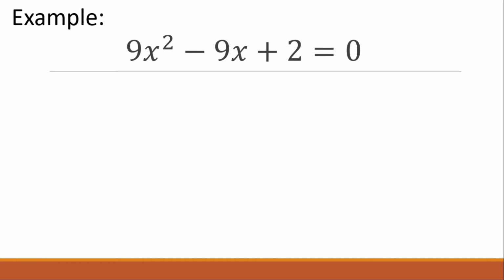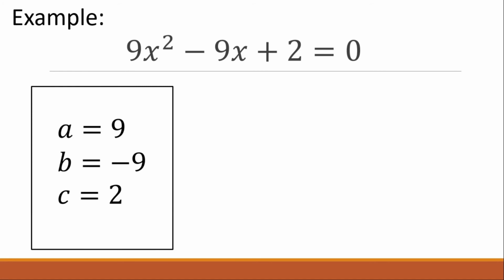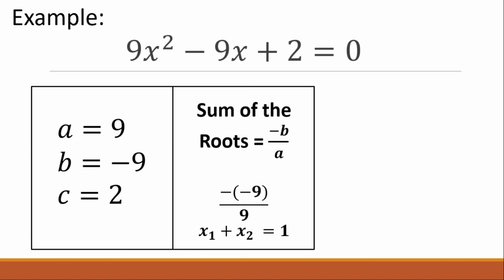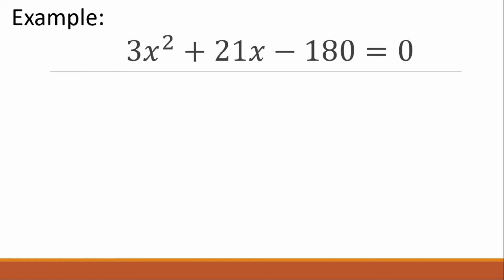Another example, we have 9x squared minus 9x plus 2 is equal to 0. Get the a, b, and c. So, we will have 9, negative 9, and positive 2. Substitute na natin yan sa ating formula na negative b over a. Kaya, ang magiging sagot natin sa sum kasi negative times negative 9 all over 9, that is positive 1. And for the product of the roots, that's c over a. Substitute nyo lang si c at si a. You will have 2 over 9. Ganun lang. Simple as that.